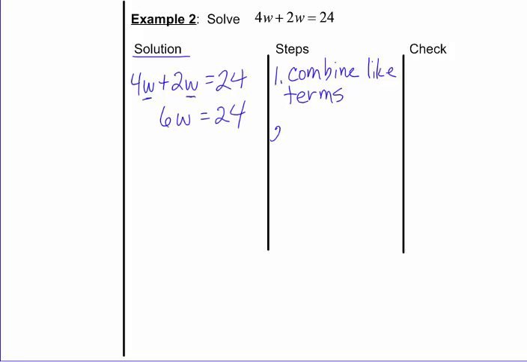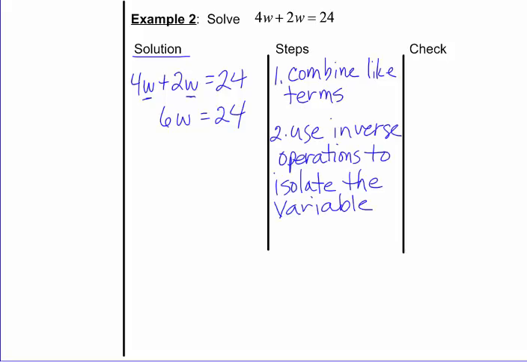Now that we have only one variable in the problem, we're going to use inverse operations to isolate the variable. The inverse operation we're going to use here is divide both sides by 6. The reason is that this means 6 times w. The opposite of times is divide. So divide by 6, divide by 6. 6 over 6 is 1. So that's 1w equals 24 divided by 6, which is 4.